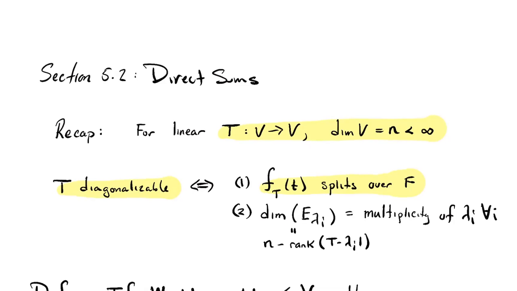Each one of those linear factors gives rise to an eigenspace, which we denote by E lambda i, and the dimension of that eigenspace has to be the multiplicity of the corresponding eigenvalue. So if a factor like (t minus lambda) to the m shows up in our characteristic polynomial, then the eigenspace that goes with that eigenvalue lambda has to have dimension m, and that dimension has to be full for every eigenvalue for it to be diagonalizable. Remember that the dimension of the eigenspace is the dimension of V minus the rank of the corresponding operator T minus lambda times the identity operator. So that's a summary of our work so far.